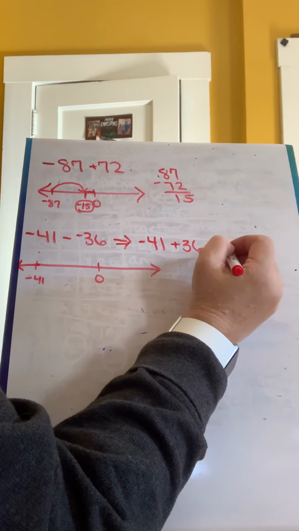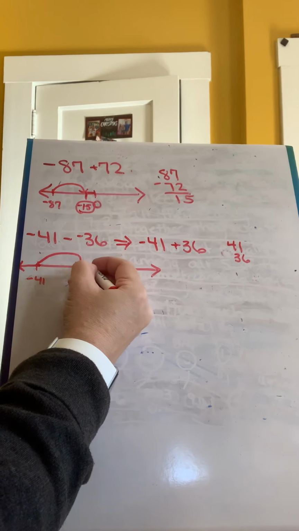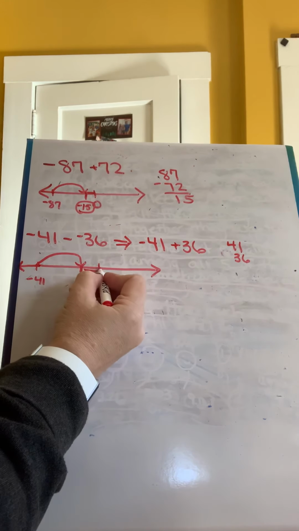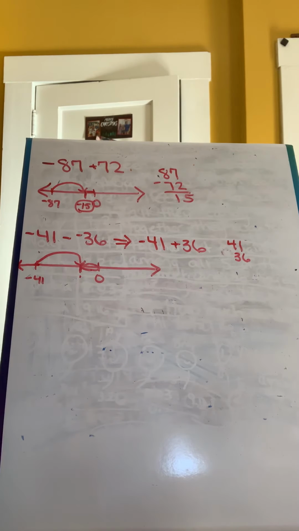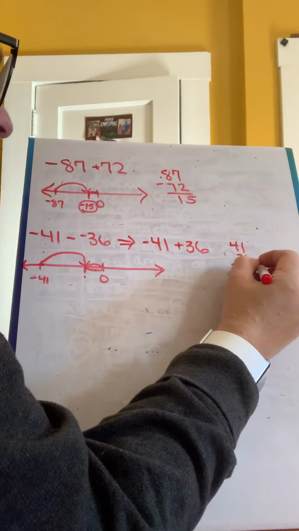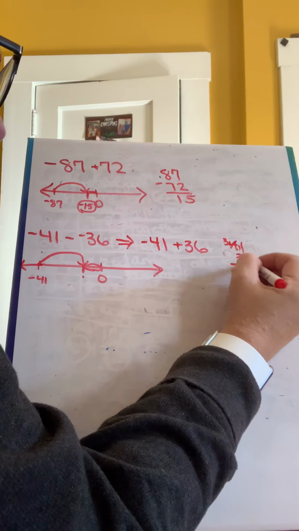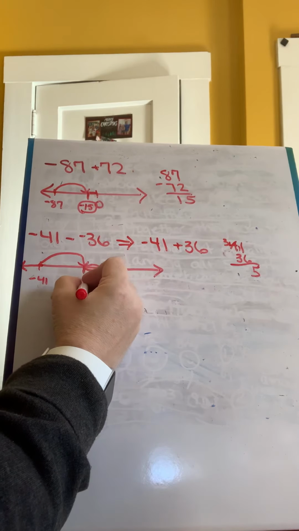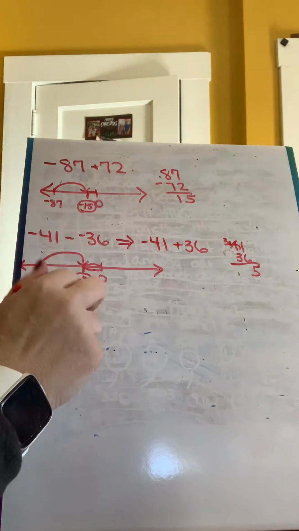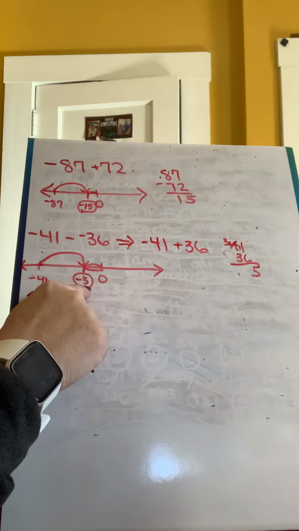So we know we're adding 36. It's going to go somewhere around here. We're looking for what is this space here, so we can get a number for what that location is right there. We know it's -5. And again, we know it's -5 because we haven't hit 0 yet, so we know it's negative.